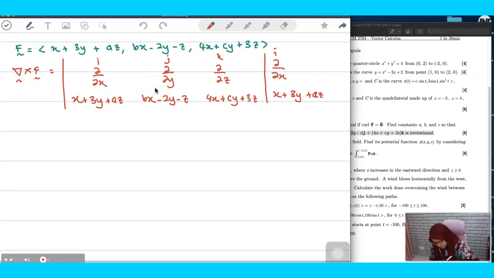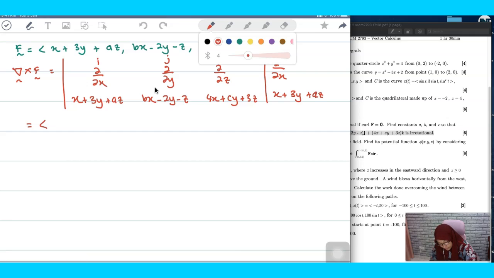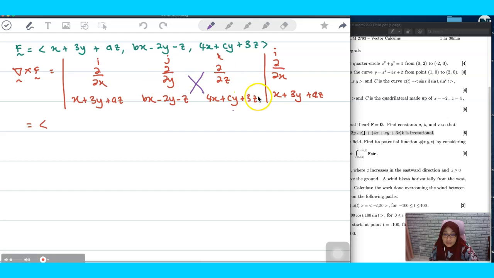So from here, the component I, J cross K. So you have to differentiate this with respect to I, 0 plus C plus 0. So you just have C. And then for the Y or J component, you have to differentiate this with respect to Z.